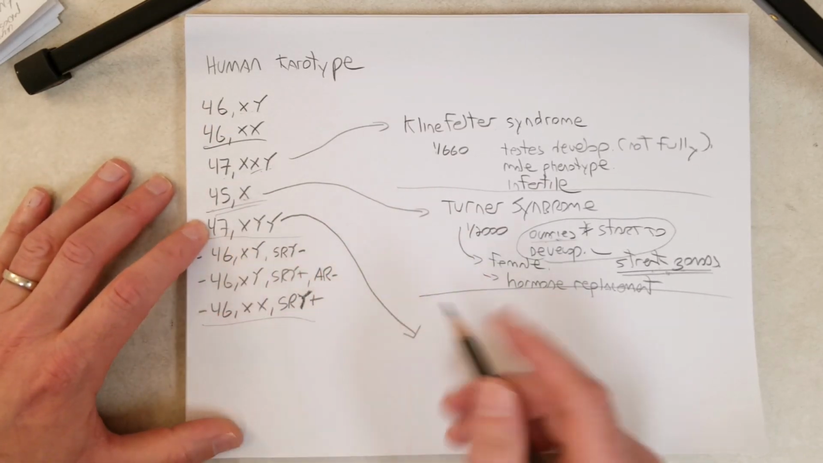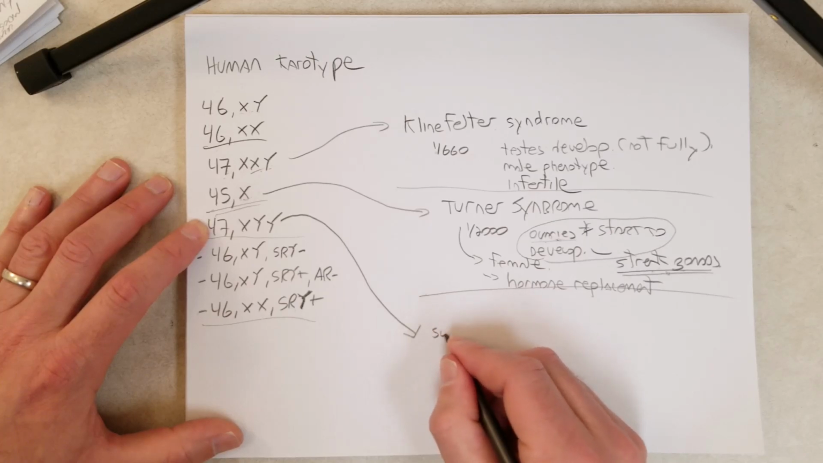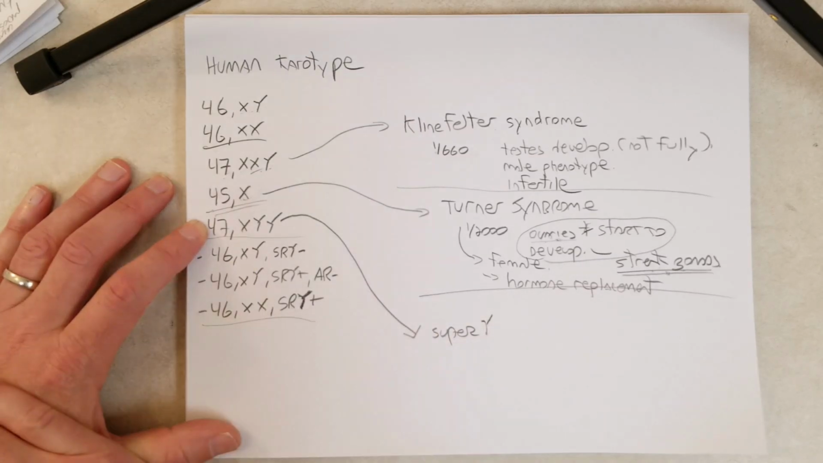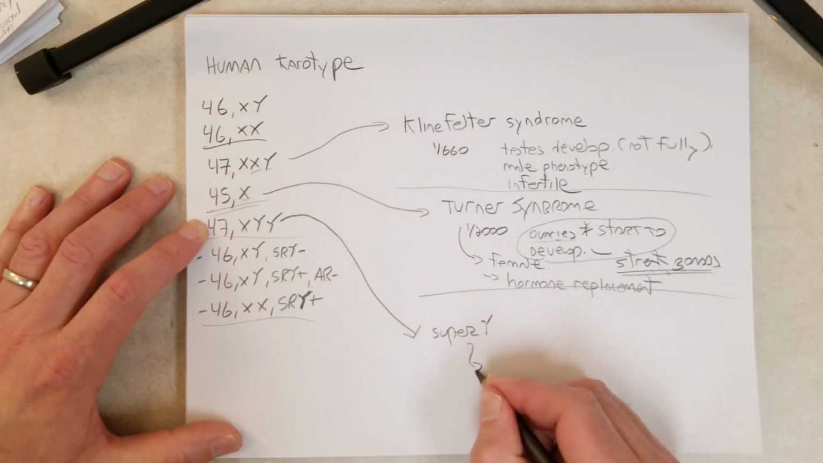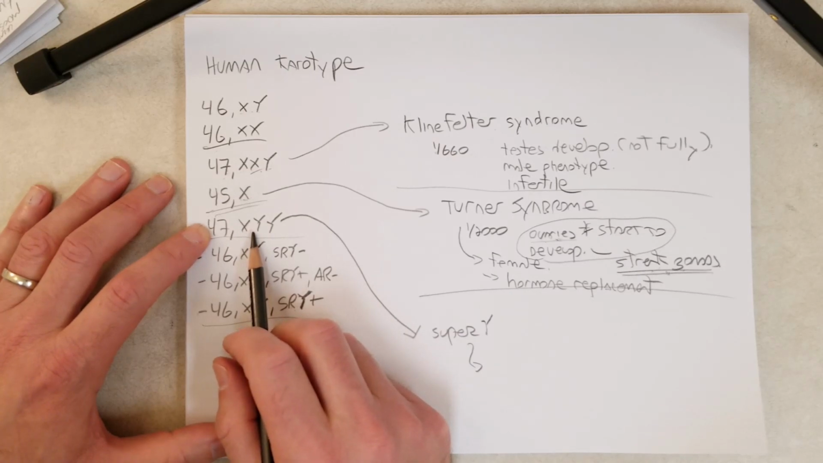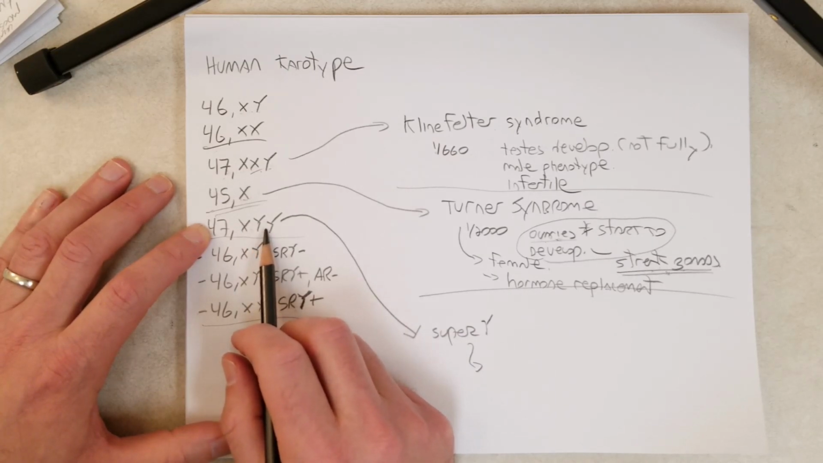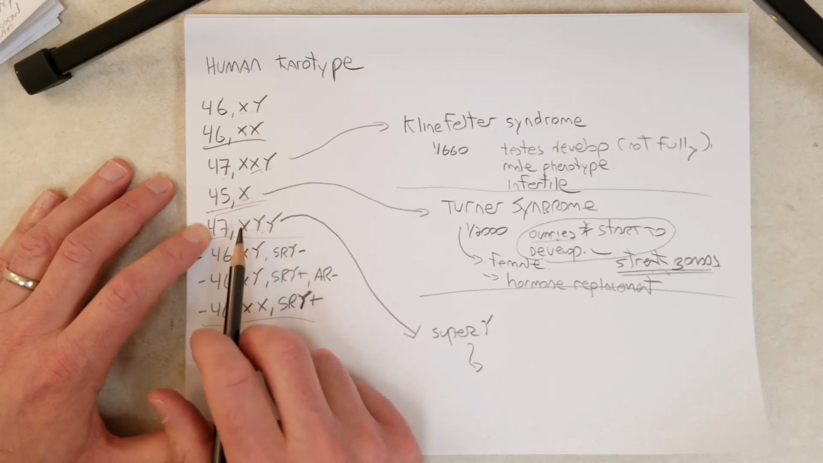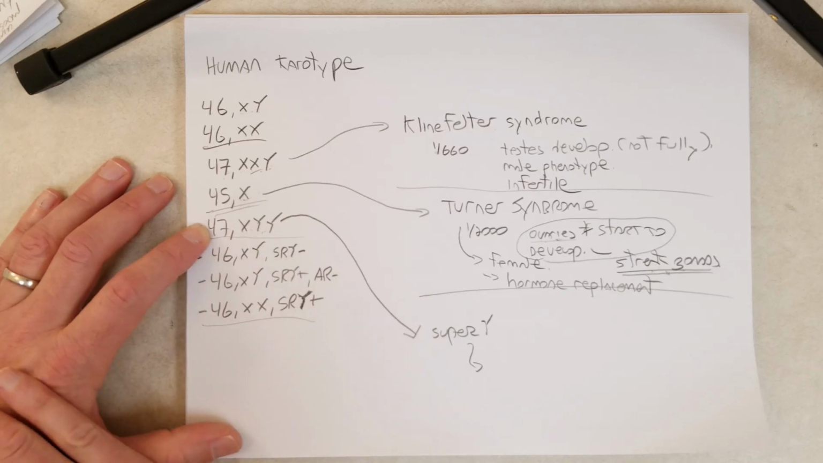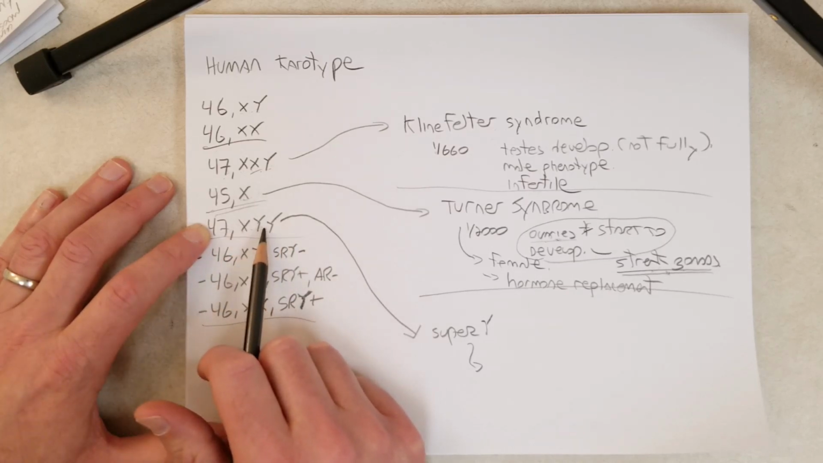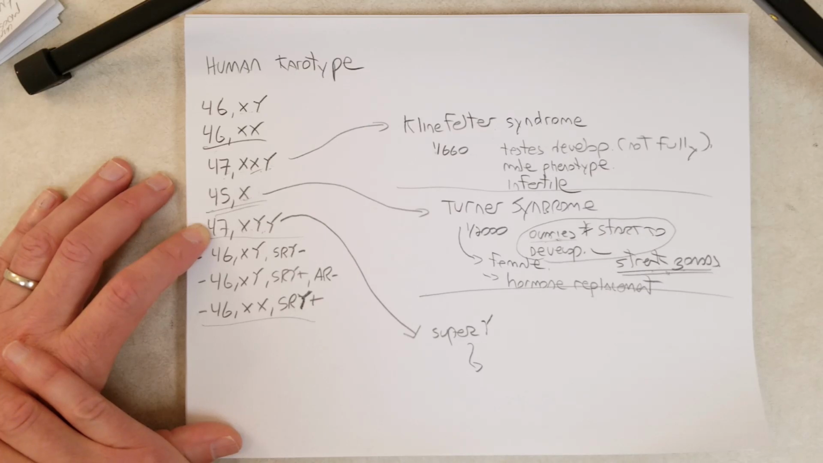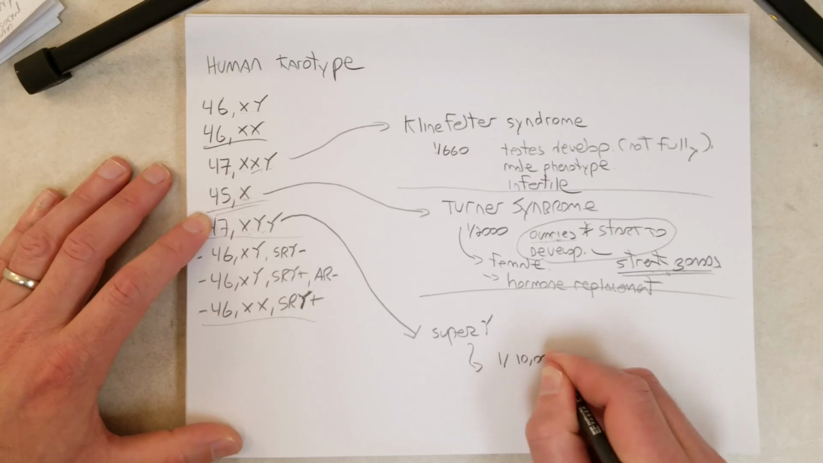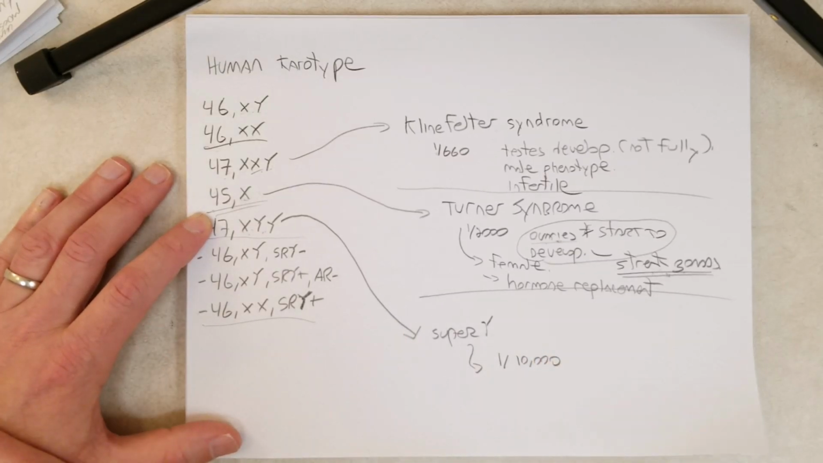So 47XYY. Now this is called the super Y, or one karyotype, and essentially the phenotype is really no different from normal 46XY males. I think they might be taller than average, but otherwise it's what we'd associate with a normal male phenotype. And it occurs about 1 in 10,000 males, so that's the incidence rate.